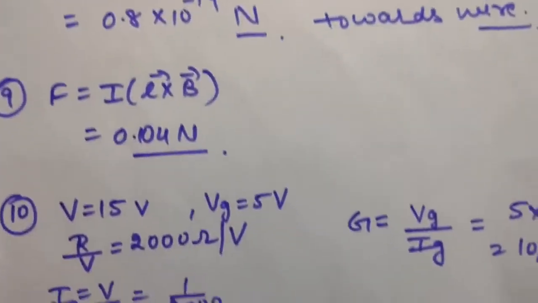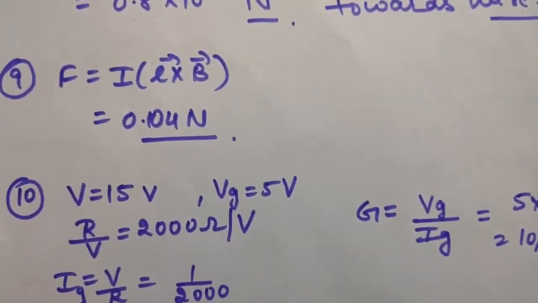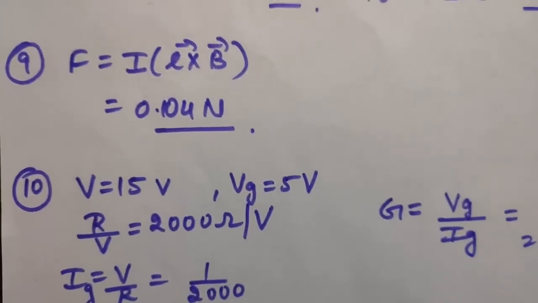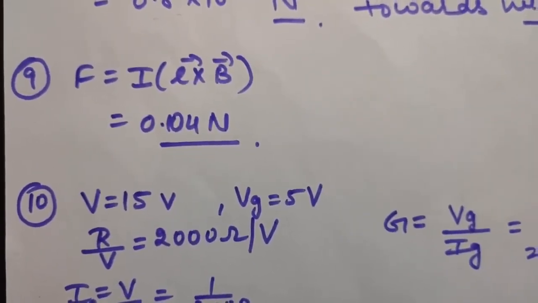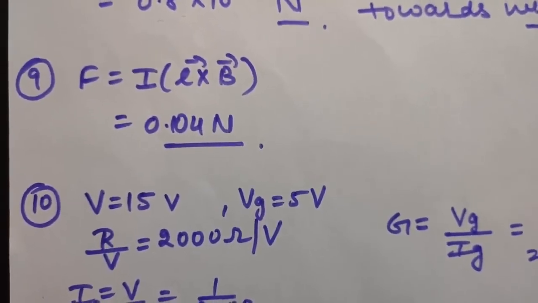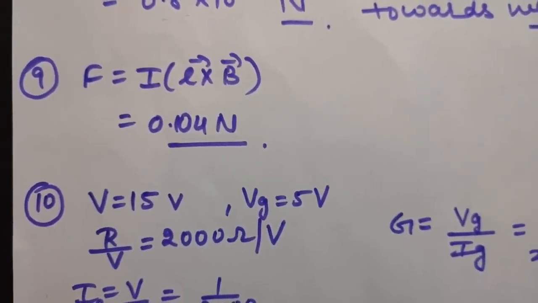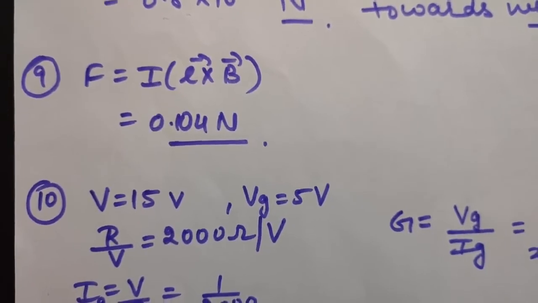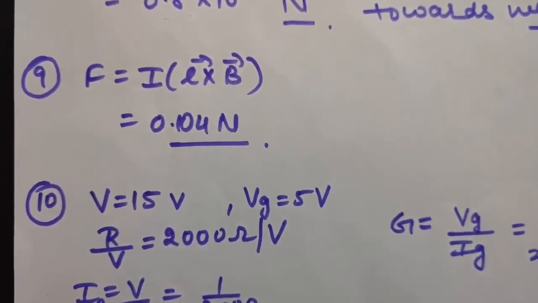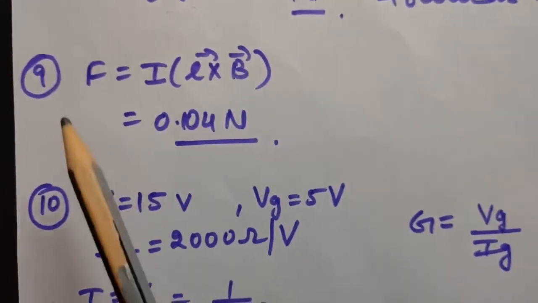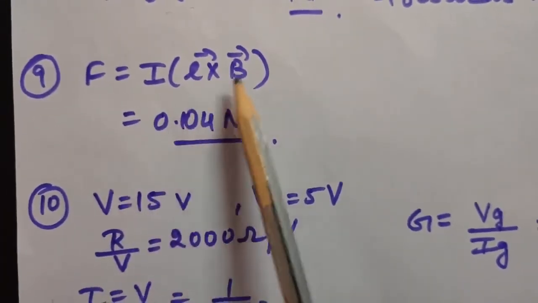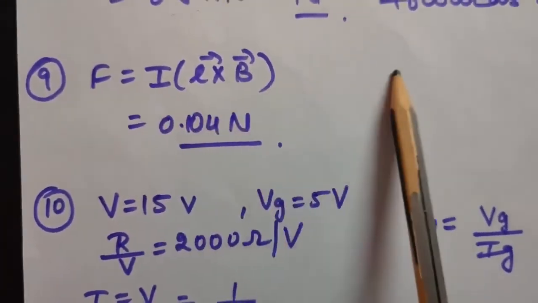Question number 9 says, find the force on a wire of length 4 cm placed inside a solenoid near its center, making an angle of 60 degrees with its axis. The wire carries a current of 12 ampere and the magnetic field due to the solenoid has a magnitude of 0.25 Tesla. Now you know the force on the wire is given by I(L × B), that is ILB sin θ.